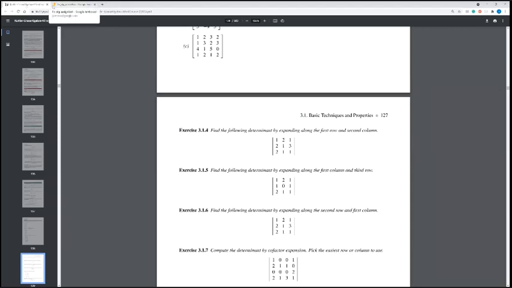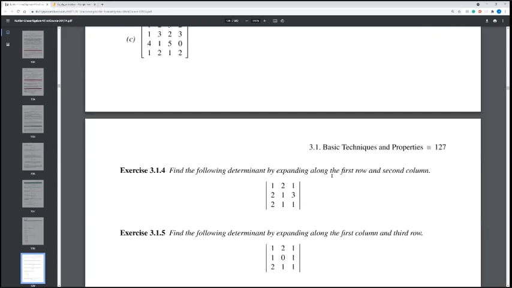So this is 3.1.4. And we are doing the determinant. You see here the vertical bars, so this is not a matrix, it's already a determinant. So they want to directly define the determinant of the enclosed matrix, which is 1, 2, 1, 2, 1, 3, 2, 1, 1. Okay, and so let's see.